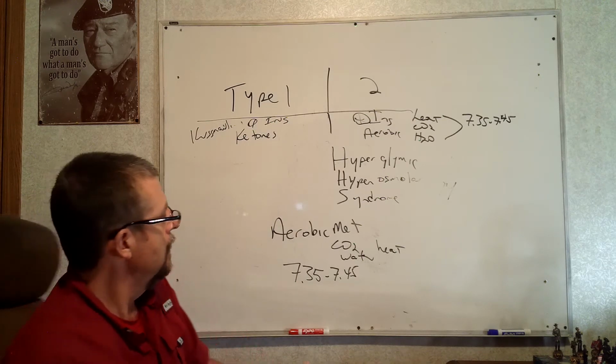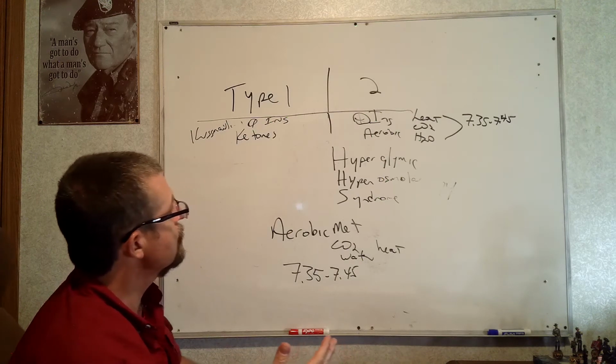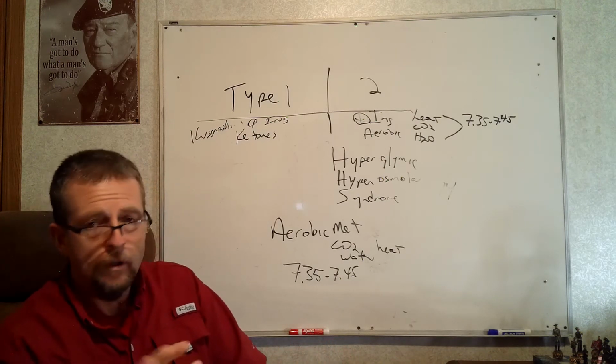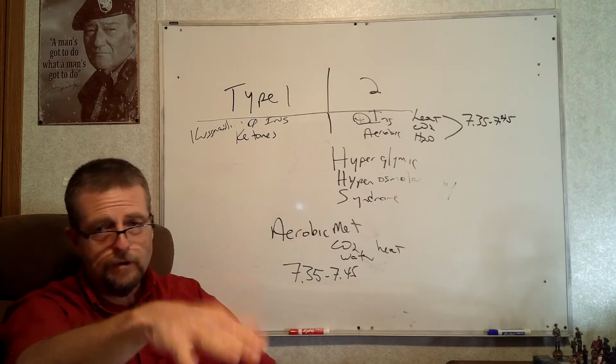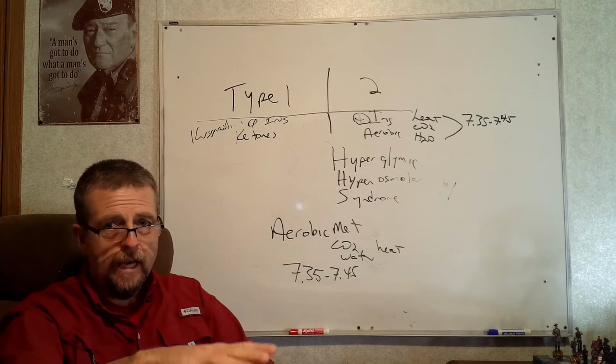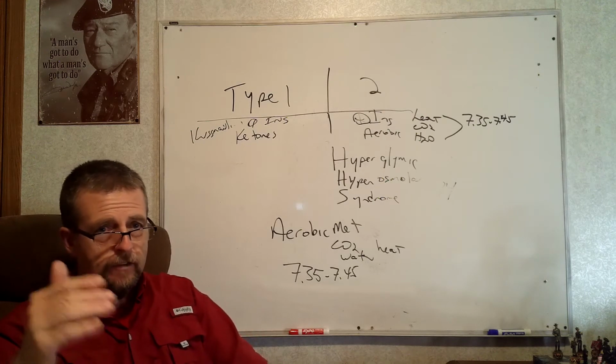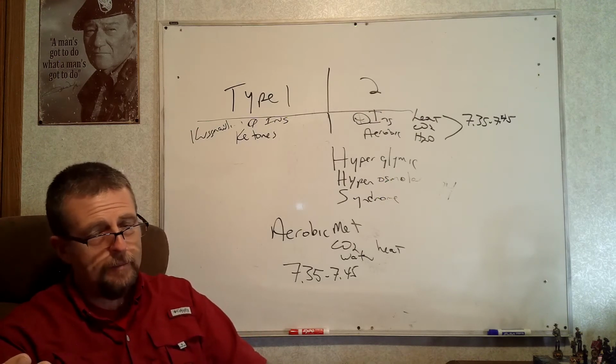Okay? Now, here's the problem. So, you look at them, and the respiratory rate's the same. The respiratory rate's normal, and they're super sick, but they're normal respirations. It's probably type 2.